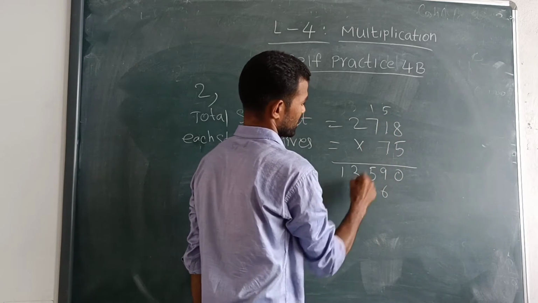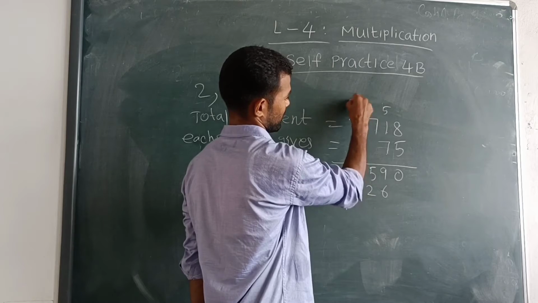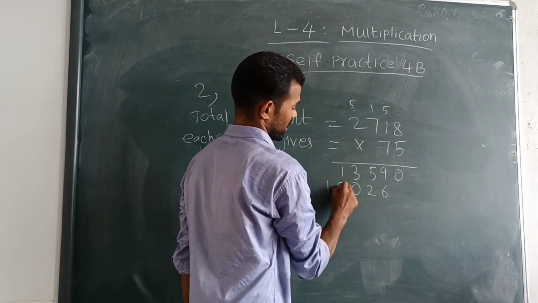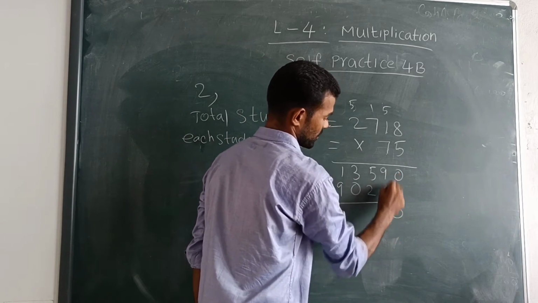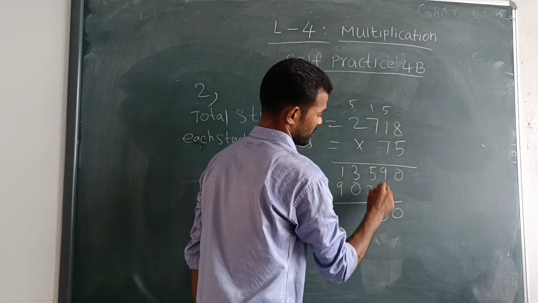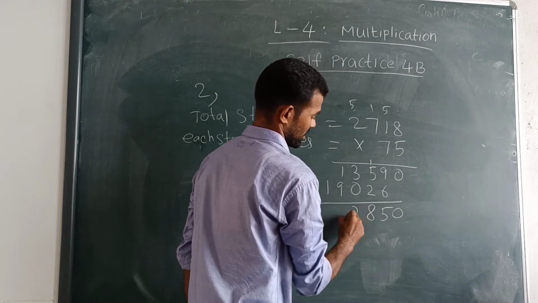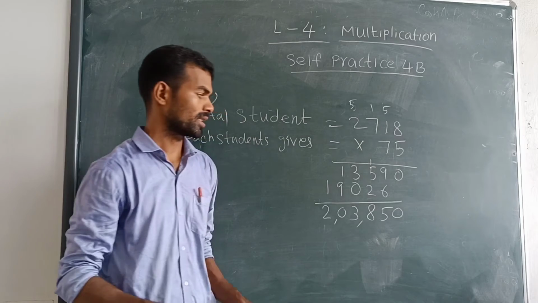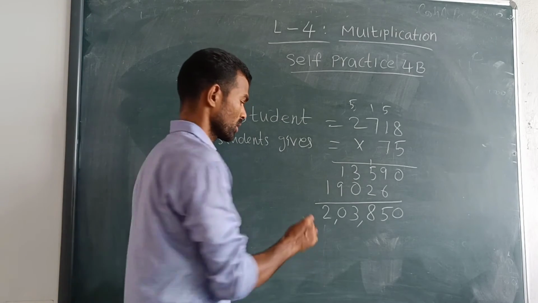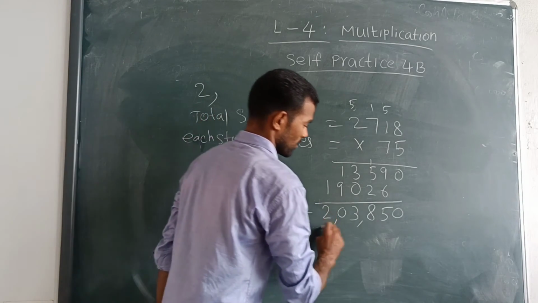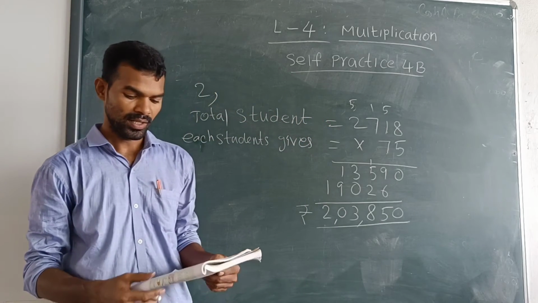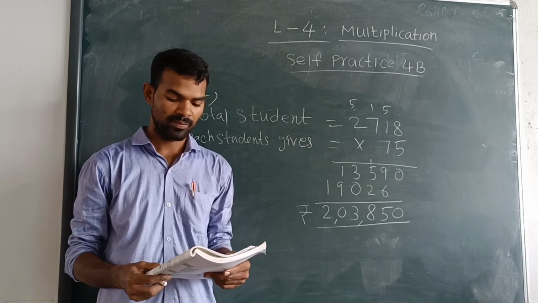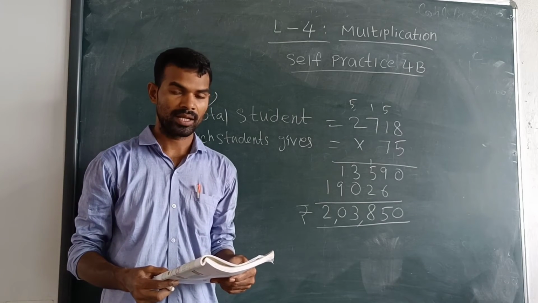7 5s are 35, and 5, 7 2s are 14, 14 plus 5, 19. So the answer is 2,03,850. So the total amount collected is 2,03,850. And third question, each day 150 airplanes depart from an airport.